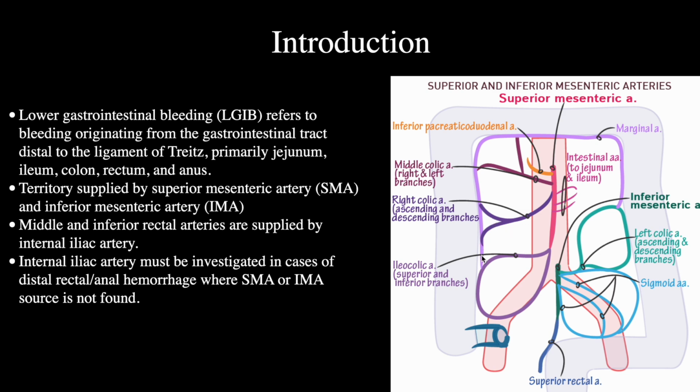So here you can see there is an anastomosis between the SMA and the IMA branches, that is the right colic, middle colic, and the left colic. Here there is a connection, and this will be just at the margin of the colon. This is known as the marginal artery of Drummond.